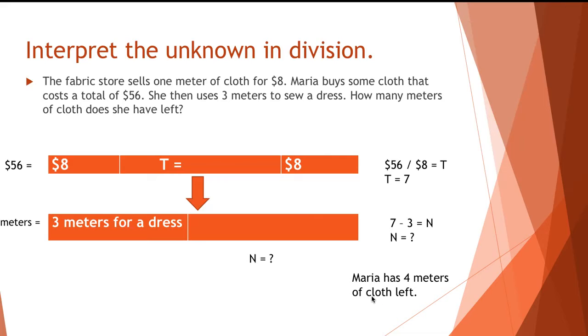So we had to start off with knowing that 1 meter of cloth was $8, and she buys some cloth that costs $56. We knew that if we divided 56 divided by 8, we would get the total number of meters of cloth that she bought. Well, we found out that 56 divided by 8 was 7. And then we took 7 meters, subtracted the 3 meters she used for the dress to figure how much she had left, which was 4. I hope you guys got the same thing as me.